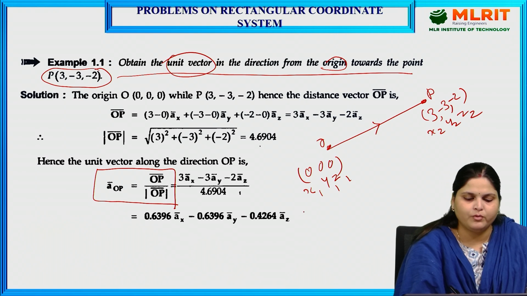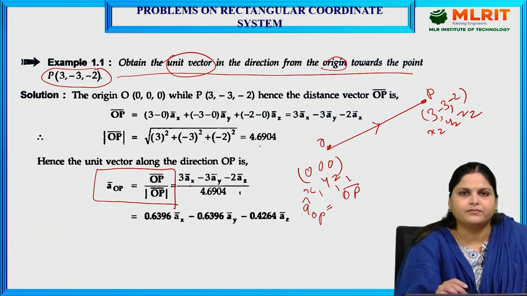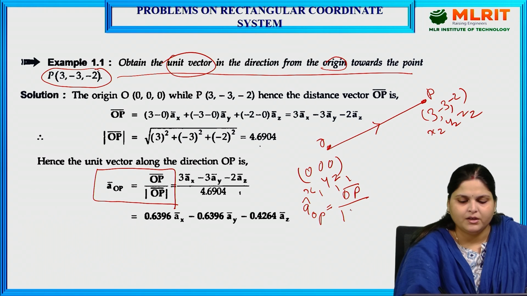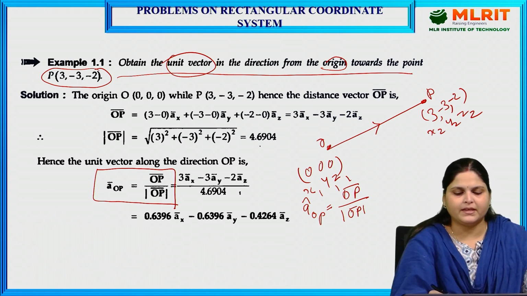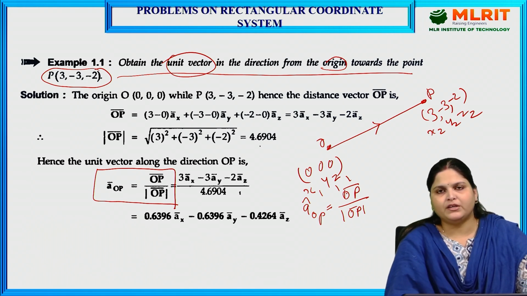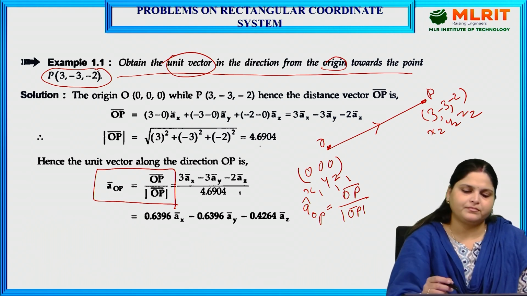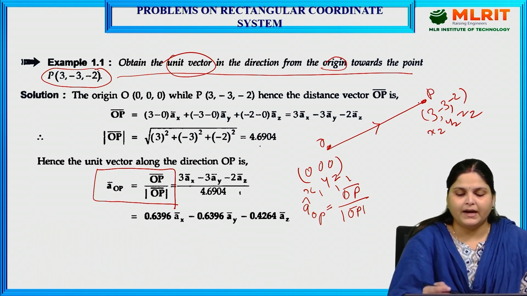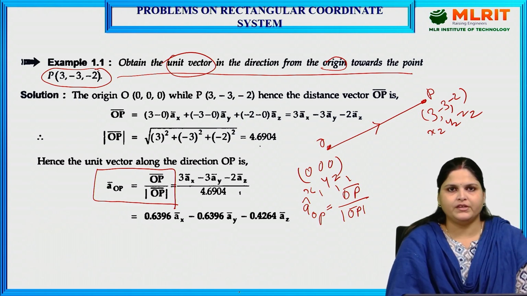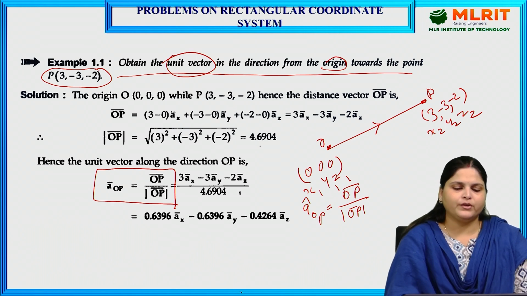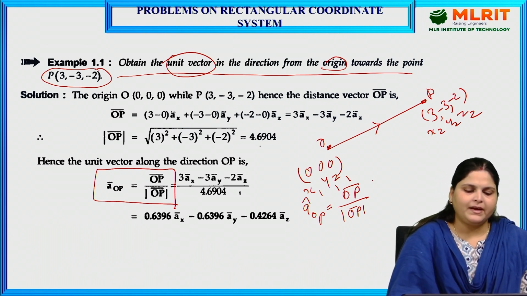That means the formula for the unit vector is given by a = OP, and because it is OP, we can write it as vector OP divided by the magnitude of OP, or mod of OP. That means in the numerator we need to write the vector equation for OP, and in the denominator we need to find the magnitude of that particular equation, right? So how do we do that? First we will find out OP.